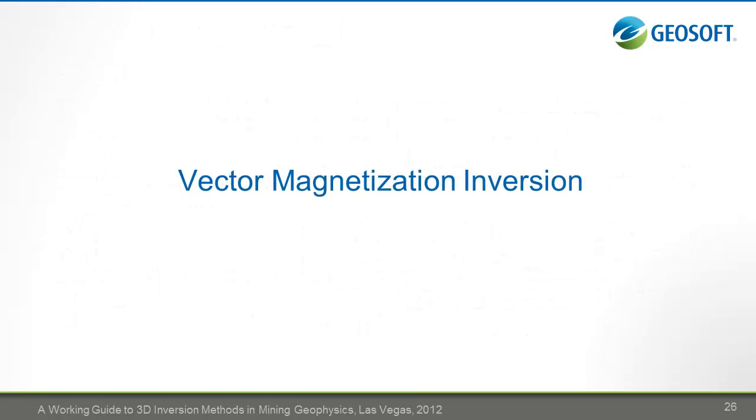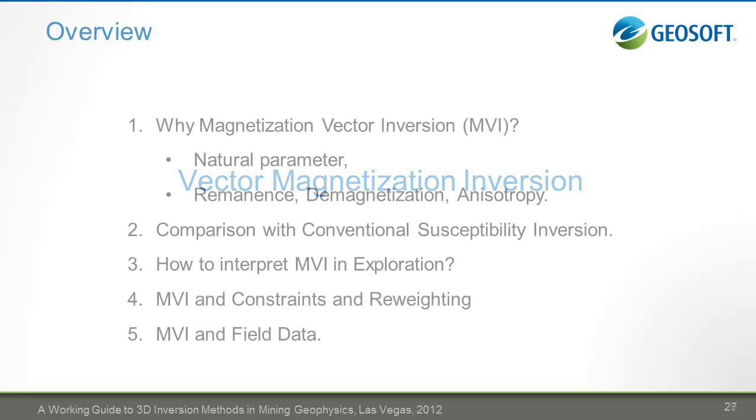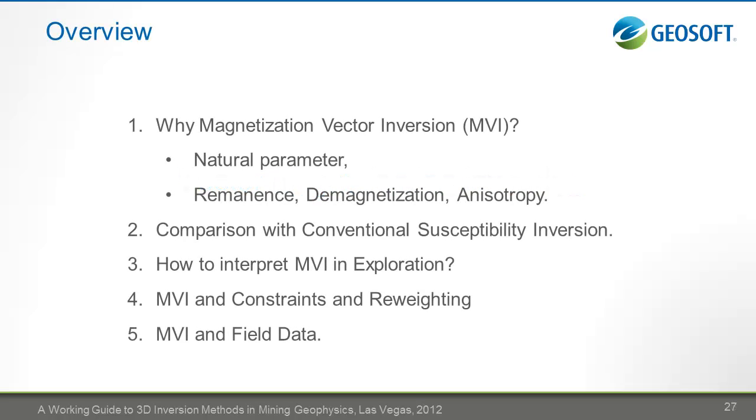Now I'd like to turn to a third and final subject in this presentation, that is vector magnetization inversion. In this part of the presentation, I will demonstrate why the magnetization vector is the natural parameter for magnetic field data inversion. I'll talk about remanence, demagnetization, and anisotropy, and I'll compare the magnetization vector inversion with susceptibility inversion.